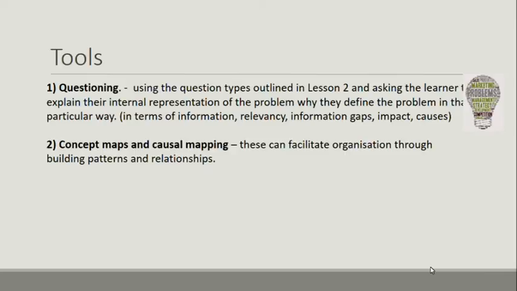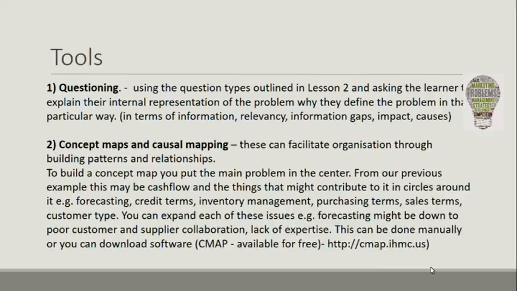Concept maps and causal mapping. These can facilitate the organisation through building patterns and relationships. To build a concept map, you put the main problem in the centre. For the above example, this might be cash flow, and the things that might contribute to it in circles around. For example, forecasting, credit terms, inventory management, purchasing, sales terms, and customer type.